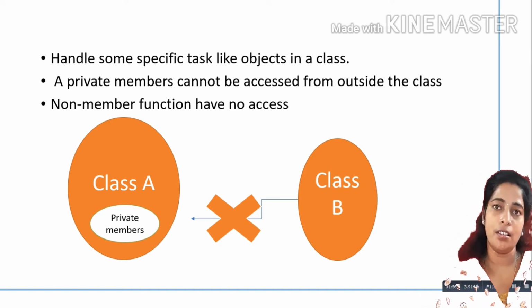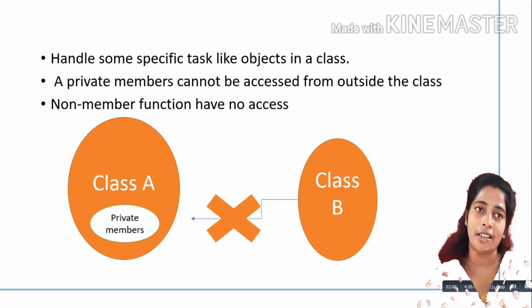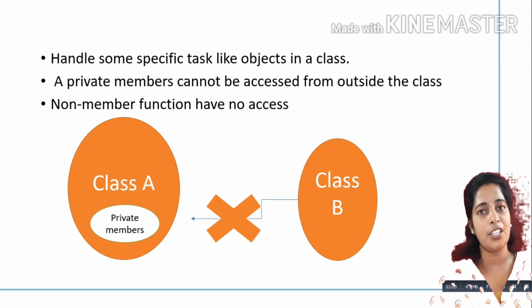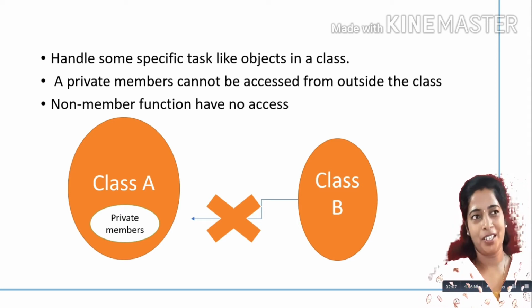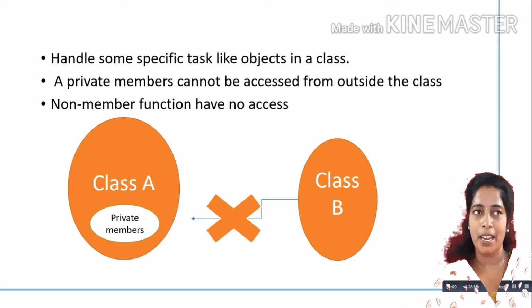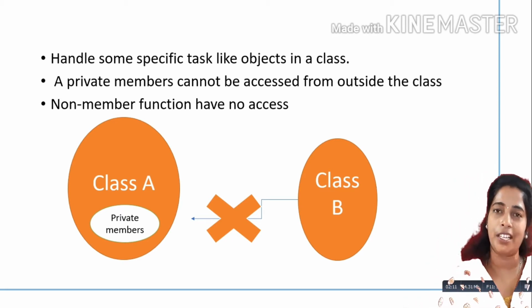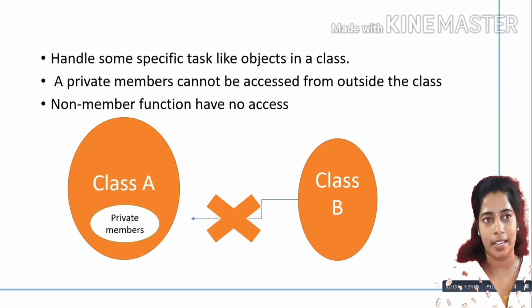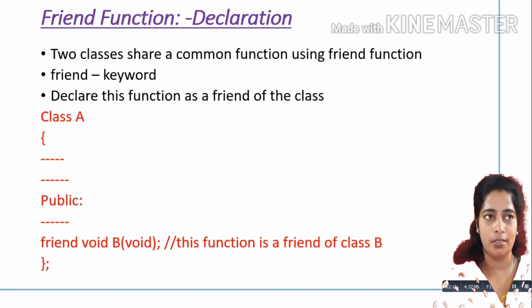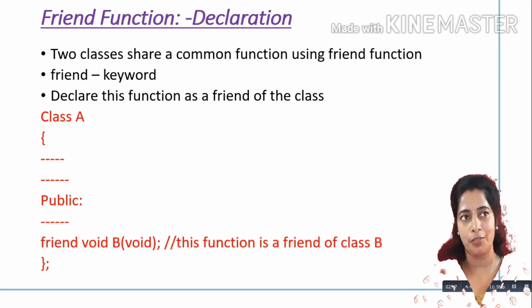So in that situation, where we want to handle some common functions between the two classes, we go for the friend function. This friend function has some capacity to handle specific tasks like objects in a class. So now we'll see the declaration of this friend function.